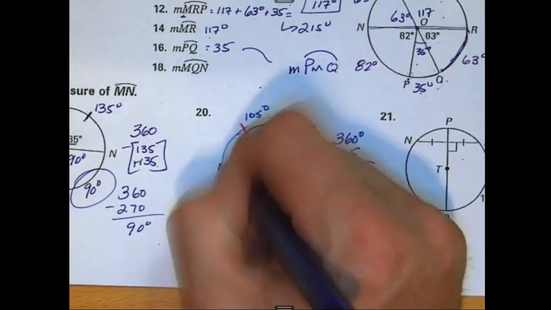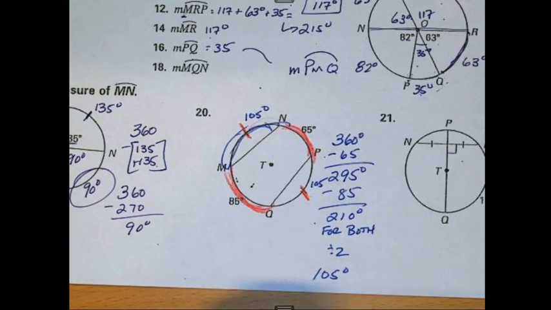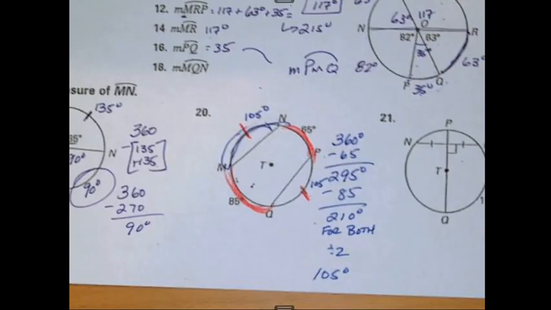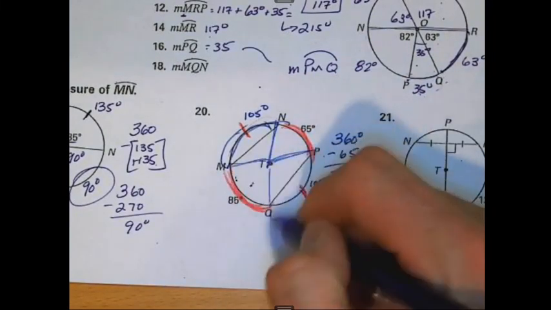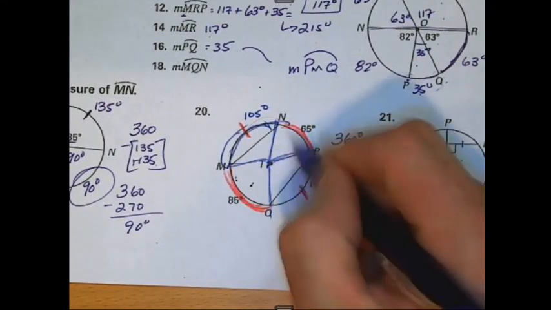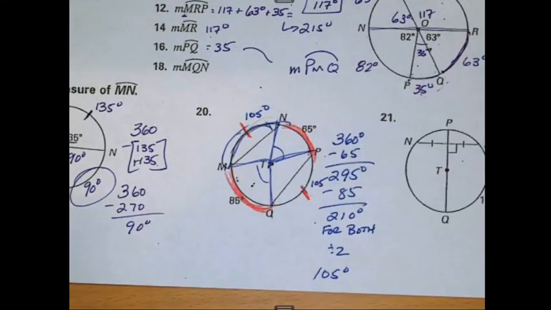So this isn't a central angle. I don't have a central angle. But I guess I could if I connected T, which is the center, to those endpoints. I could get two central angles. But just be aware, these two are not going to be the same. It doesn't matter. It can still create those two angles. Okay.